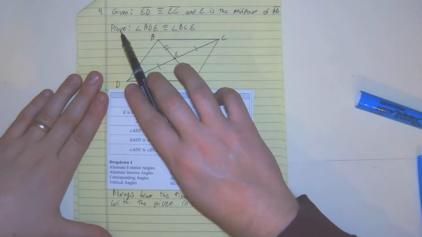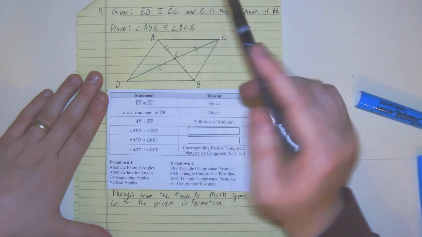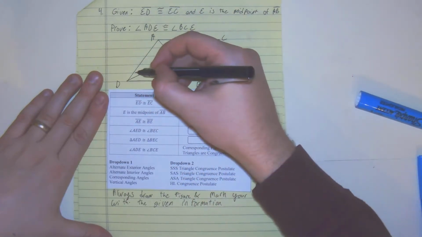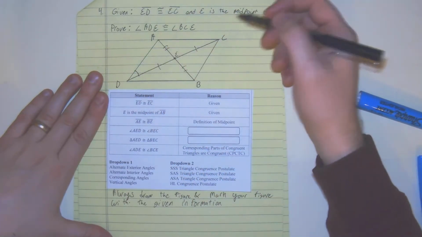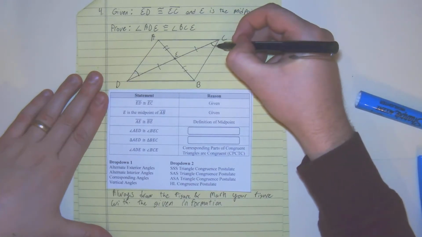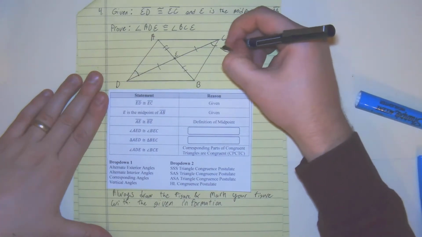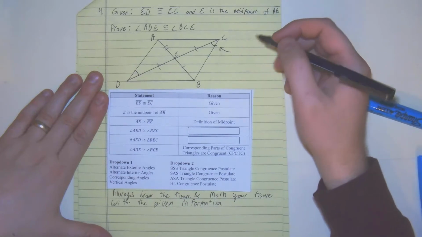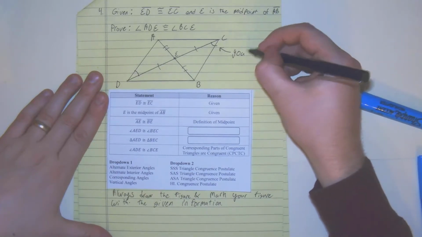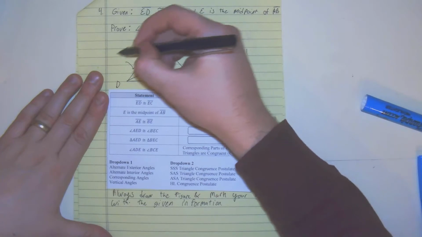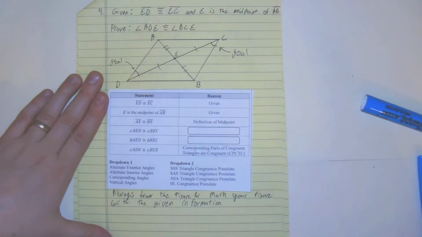So the goal here says prove that angle ADE is congruent to BCE. And I like to mark, this is our goal. That's what they want us to prove. That's our goal. We have to keep that in mind. We don't assume that. That's our goal. So now we have that in track.